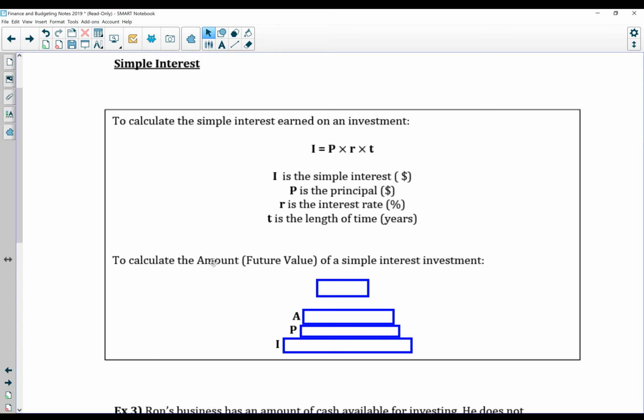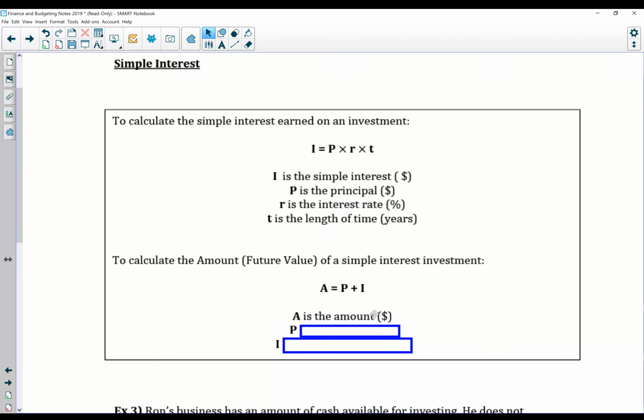So to calculate the amount, or in other words, the future value of a simple interest investment, we use this formula. We take the P, which is the principal, and we add I, which we would have just found using this formula. So the principal, the original amount, plus the simple interest will get us the amount, the total amount, the future value.